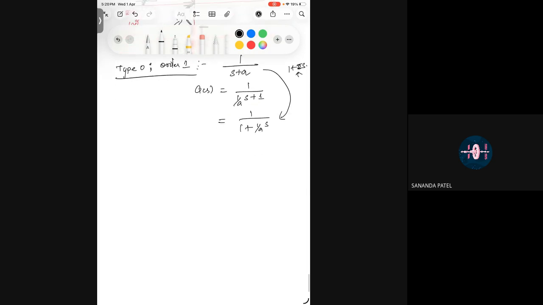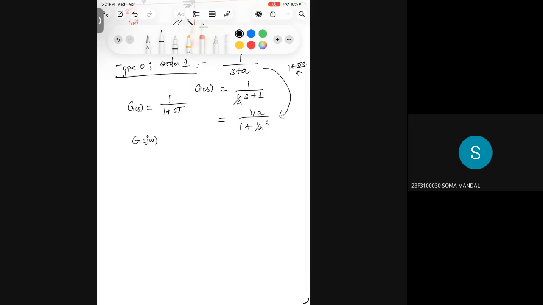Now your system G of s equals 1 by a s plus 1. If I take 1 by a common, yes, that's right. But for a common system, let us consider that everything is normalized, and I have a system represented as 1 by 1 plus sT, where T is the time constant. For a frequency response, for the Nyquist criterion, I replace all the s with j omega. So in this case, I would replace this with j omega T.